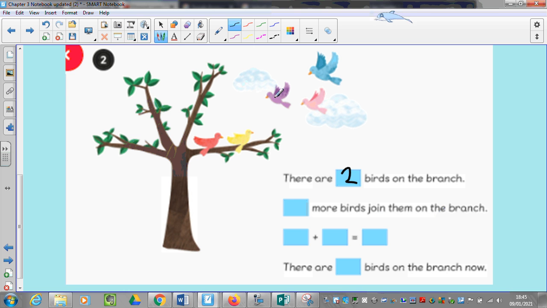How many are flying in? We've got 1, 2, 3. So we've got 3 more birds join them on the branch. So we've got 2 add 3 equals, we can count on from 2, 2, 3, 4, 5 altogether, or those that are very clever of you will have noticed that 3 is our biggest number, so we count on from 3, 3, 4, 5. Excellent. So there are 5 birds on the branch now.